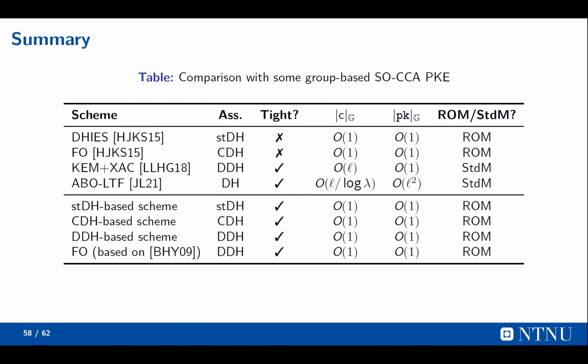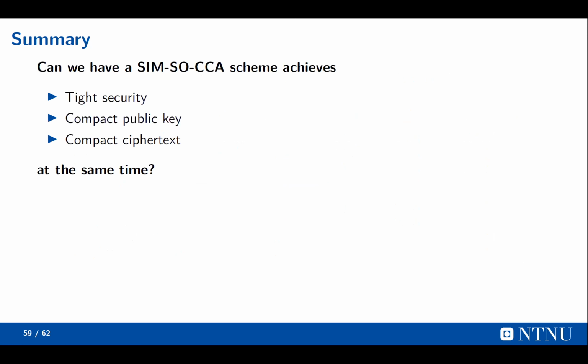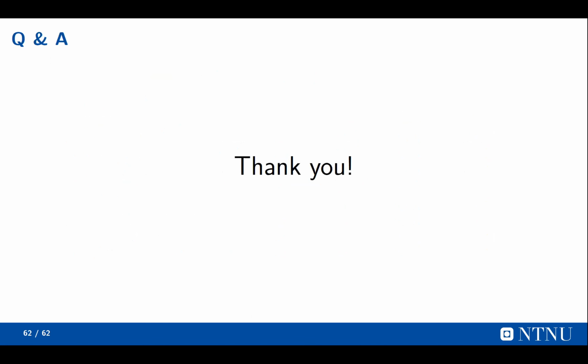Here is a comparison with some group-based SOCCPKE schemes. Our scheme achieves tight security, compact ciphertext, and compact public key in the random oracle model at the same time. Finally, let's get back to the problem. We now give a positive answer to this problem in the random oracle model, but the open problem remains because we still do not have such a scheme in the standard model. We hope that our work can be helpful to future study of this problem. Thank you very much.